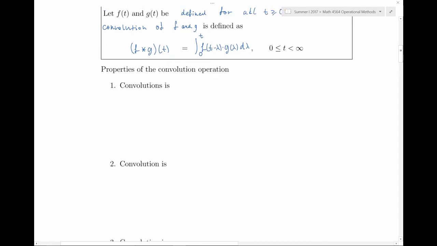One of the properties of the convolution is commutative. It doesn't really matter if you put g first or f first. So the f star g of t is exactly the same function as g star f. We can prove that by employing change of variables inside the integration.